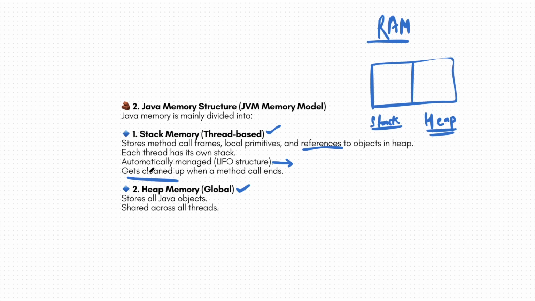So this is getting cleaned up very frequently, but the heap memory is different. It stores all the Java objects and it is shared across all the threads. I'm going to explain you what it actually means. Okay, let's take a new page. Let's probably change the color.